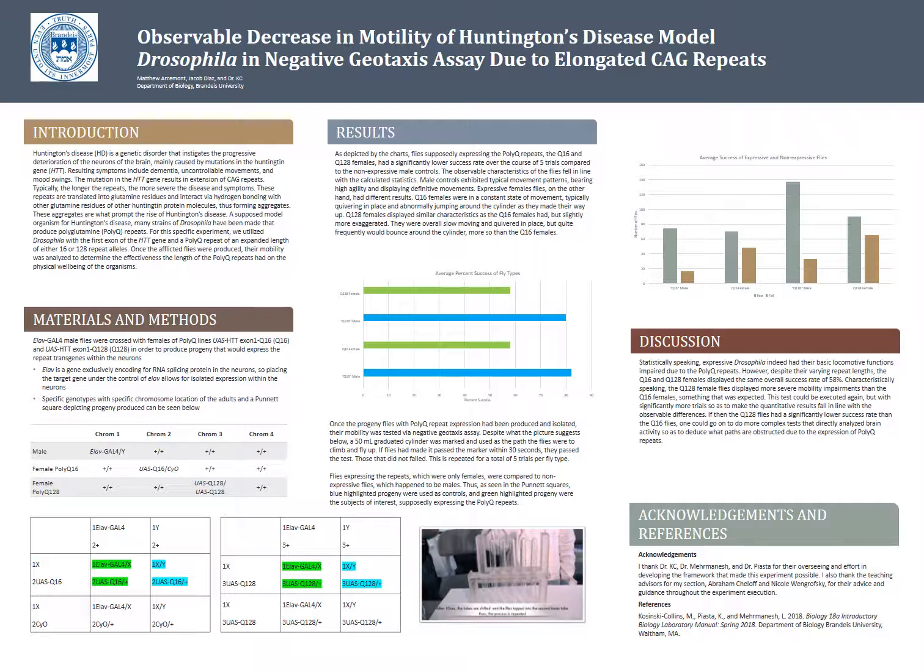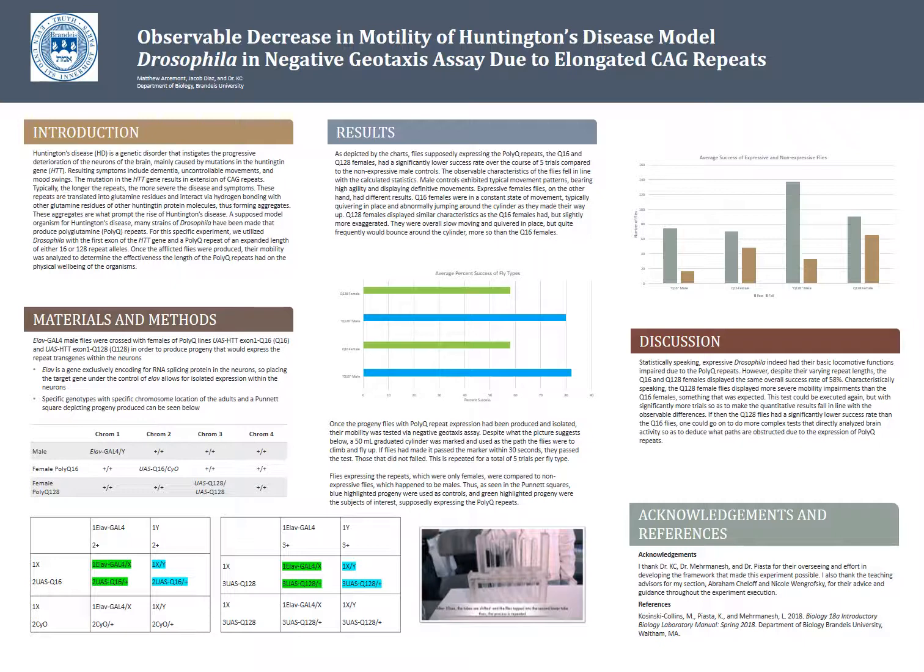Typically, the longer the repeats, the more severe the symptoms of the disease. Then these repeats are translated to form glutamine residues, which interact via hydrogen bonding with other glutamine residues, which form aggregates, and then interrupt the efficiency of the neurons in the brain.